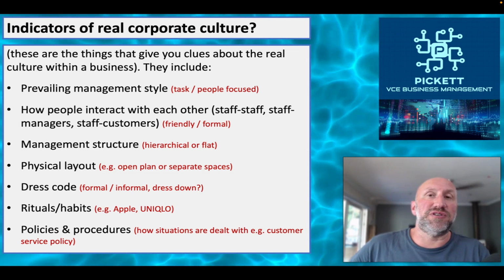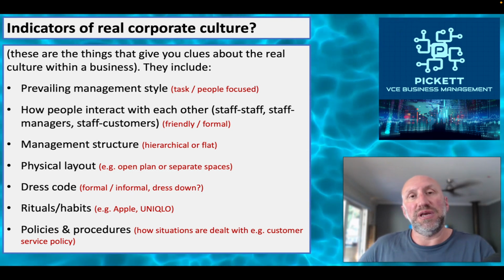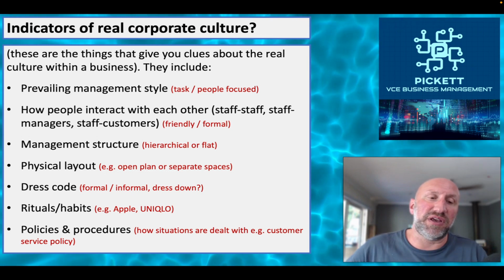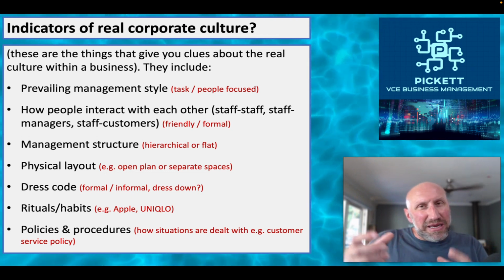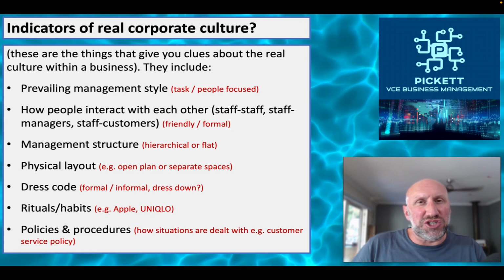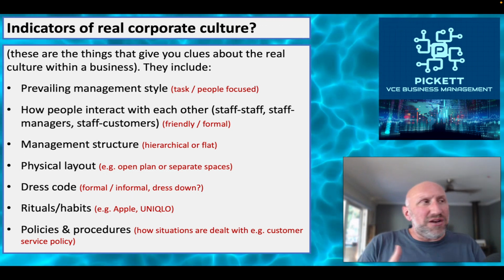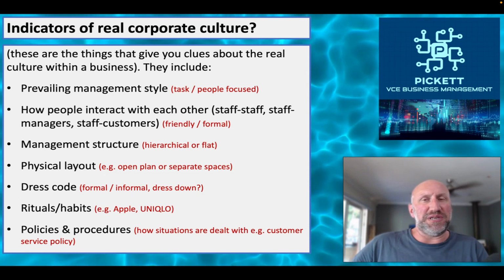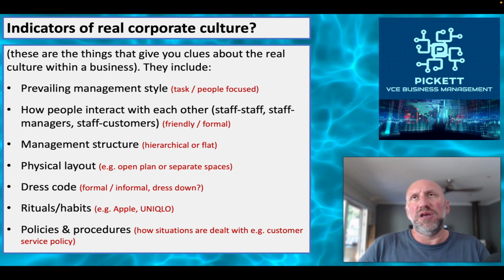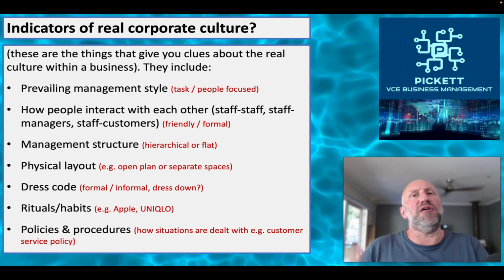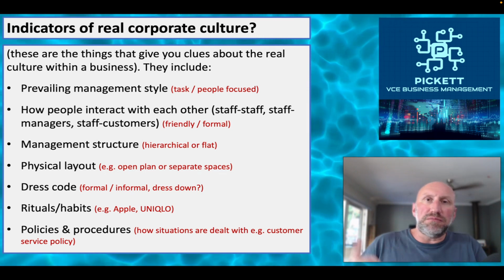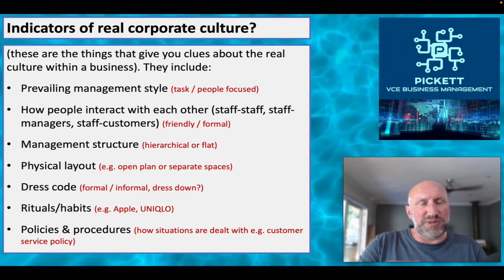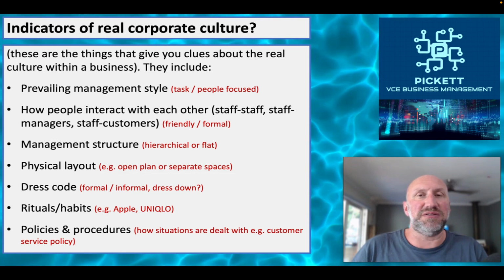So customer service policies, how are we going to deal with issues if there's any issues our customers have with the service they're receiving, written into our policies and procedures, that is, again, a really good indicator of the culture of the business. Are we people focused? Do we have a culture where we're going to be looking after our customers, or not so much so? So our culture is a combination, not just these things, but this is a pretty decent list of indicators of culture.